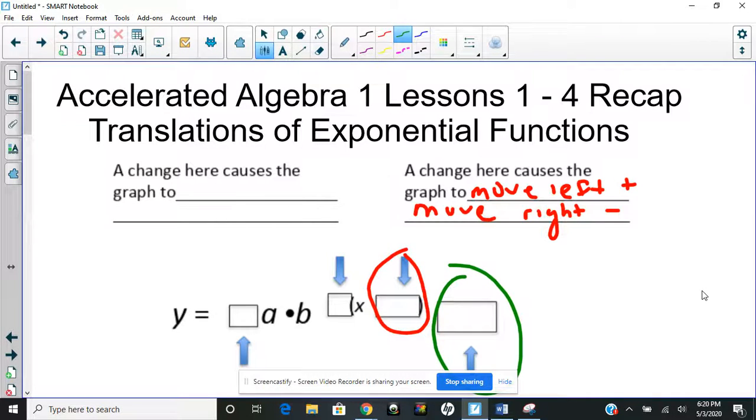Hi guys, welcome back. This is part 2 of the translations video. In this one, we're going to talk about our reflections. So our reflections are the horizontal reflection and the vertical reflection.